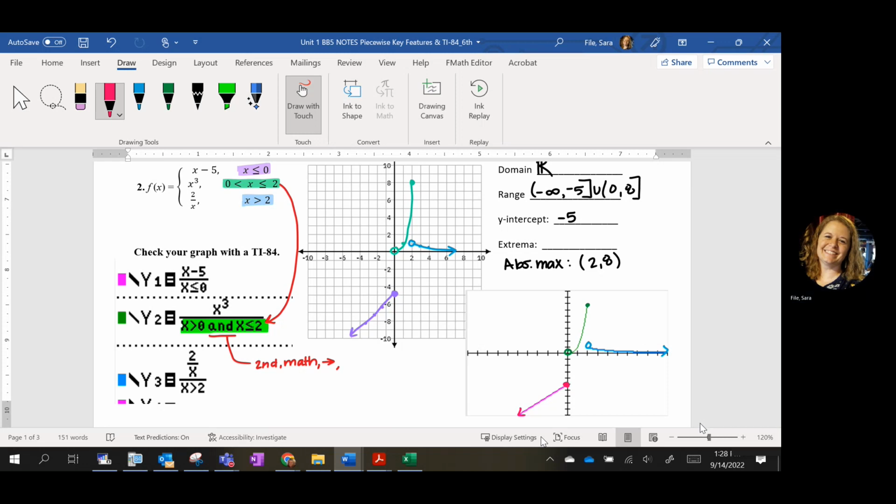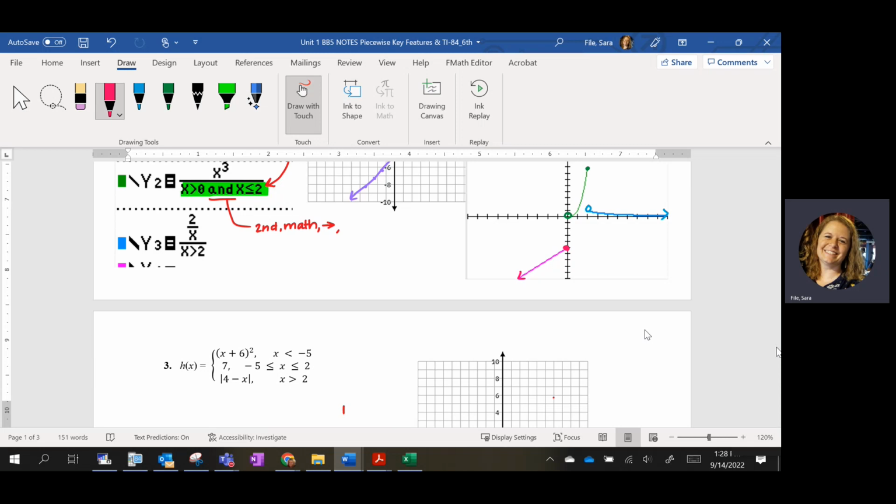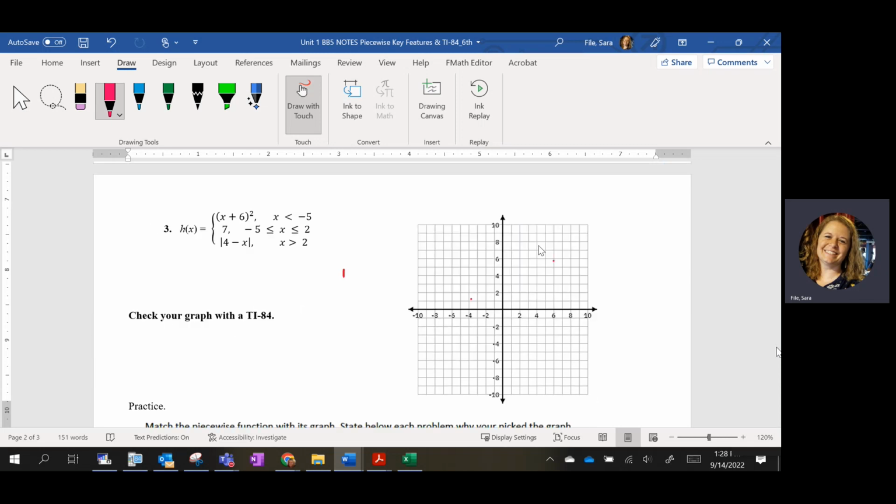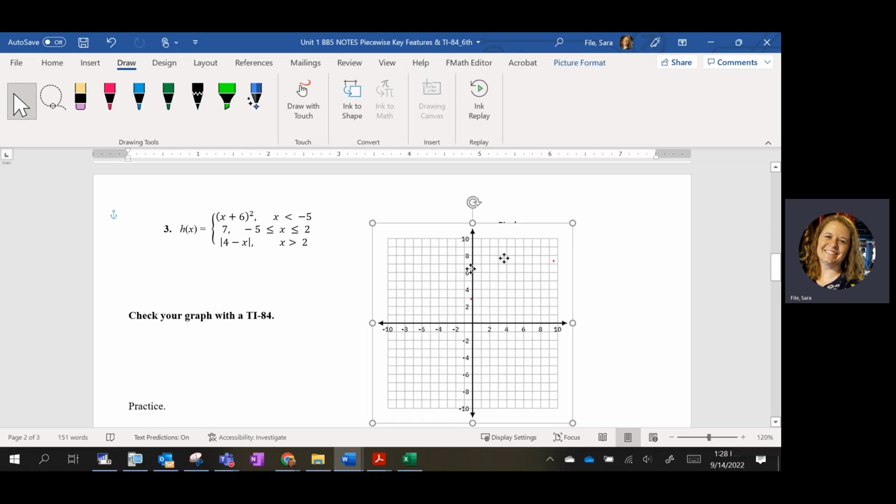Do y'all feel somewhat comfortable with plugging these into the calculator, how you get it to restrict the domain for each piece? Okay. So you were tasked yesterday with trying number 3. I asked y'all to try it by hand, so I'm just going to plug this into the calculator, and we're going to see what that should have come out looking like.